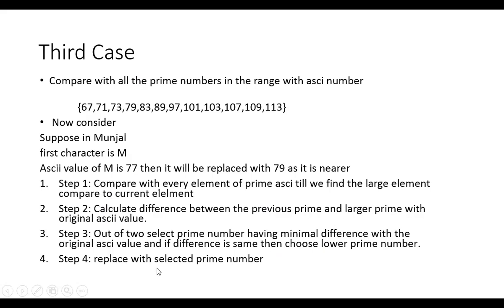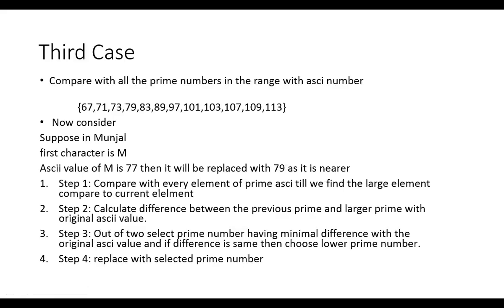Now the final step is to replace with the selected prime number. So we'll be replacing M with 79. So that will be M and now that will be O. So this is the whole solution of the problem, and let us try to write the solution in C++.